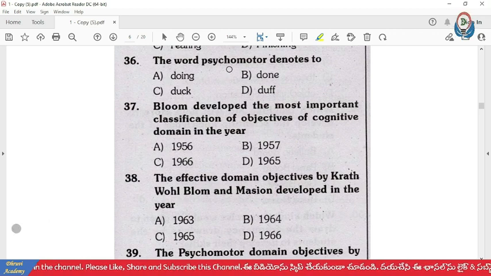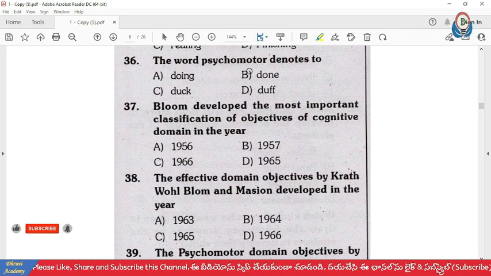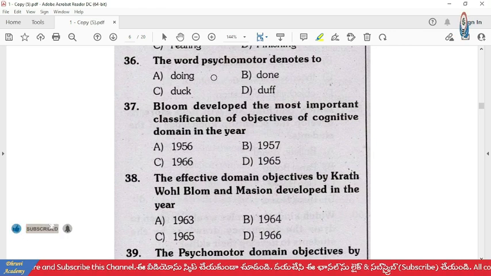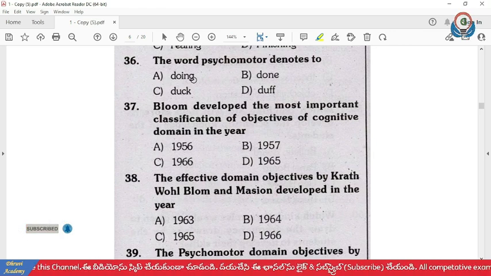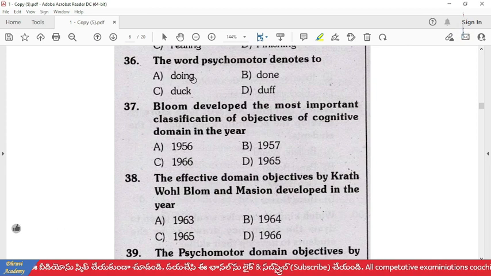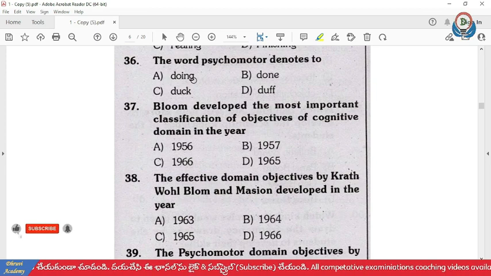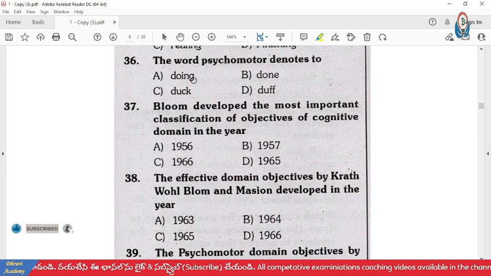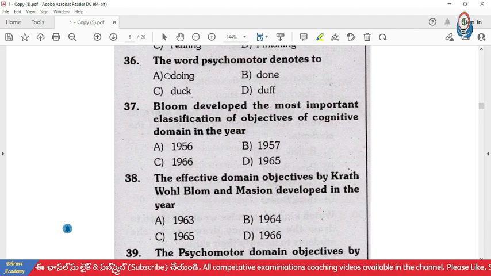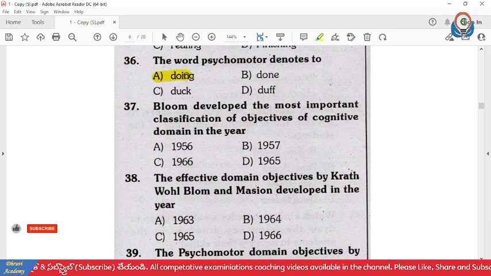Psychomotor is related to motor skills, that is, doing. For example, playing with a ball and driving a car. So these all come under psychomotor skills. So this is doing. Doing is the right answer.